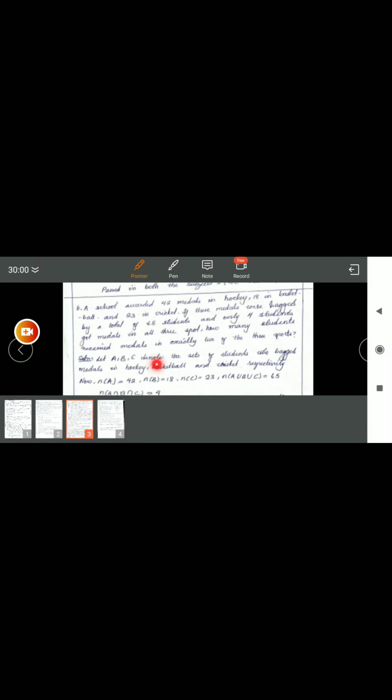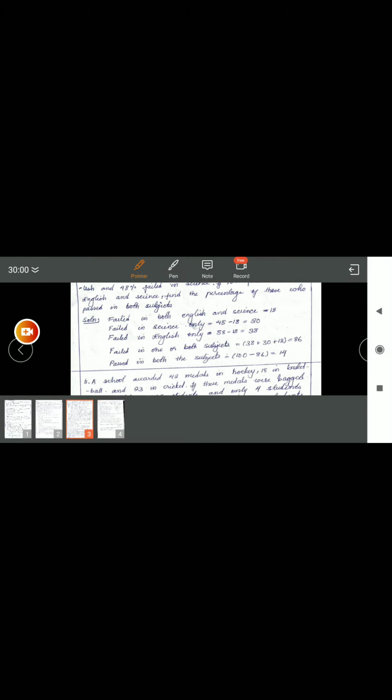Next, let us see. In an exam, 56% failed in English, 48% failed in science, and 18% failed in both English and science. Find the percentage of those who pass in both subjects. Failed in both English and science is 18, which is A intersection B.